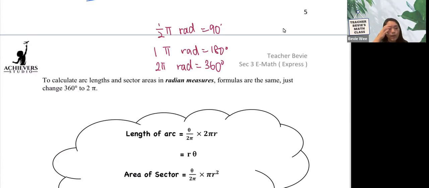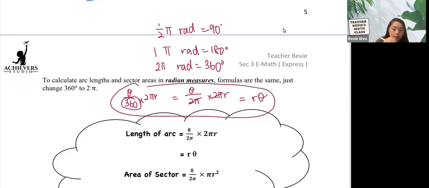Okay, so length of arc, same thing. Your degree mode is theta over 360 times 2 pi r. Isn't your 360 equal to your 2 pi? Can you all see that? How is this formula derived? It's actually derived from here.